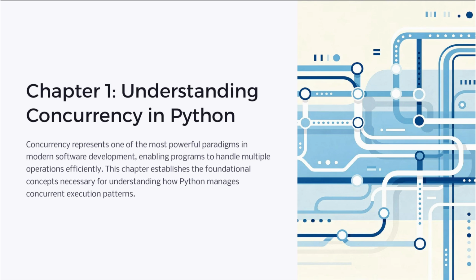Concurrency in Python allows programs to handle multiple operations efficiently, enhancing performance. It involves managing multiple tasks simultaneously, optimizing CPU usage, especially during input/output operations. Understanding these concepts is crucial for leveraging Python's capabilities in concurrent execution, ensuring programs run smoothly and efficiently.